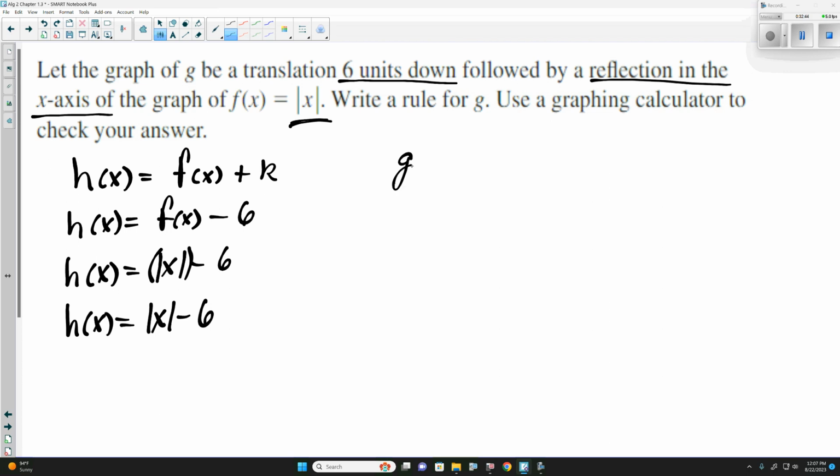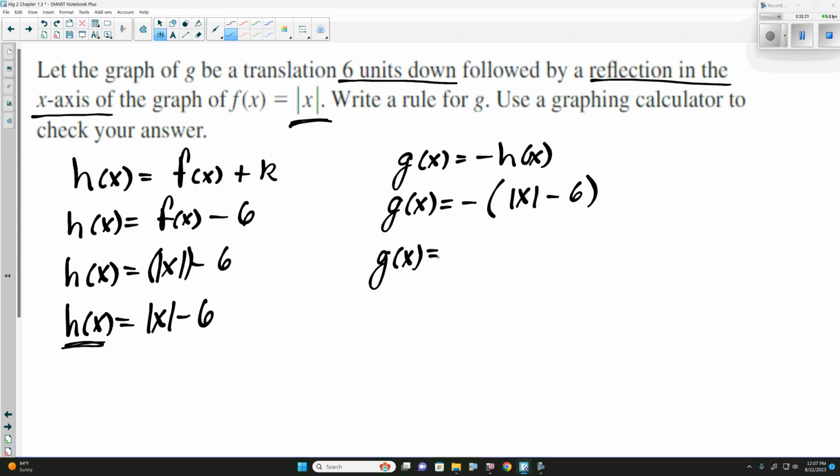Now we do have another transformation. We need to reflect it across the x-axis. Now our normal notation, the way we have it written for across the x-axis, is negative f of x, but we're applying it to which function? H of x. So we're just saying negative h of x. While our h of x function, the function we're applying this to, is the absolute value of x minus 6. Any questions on this here so far before we finish this problem out?